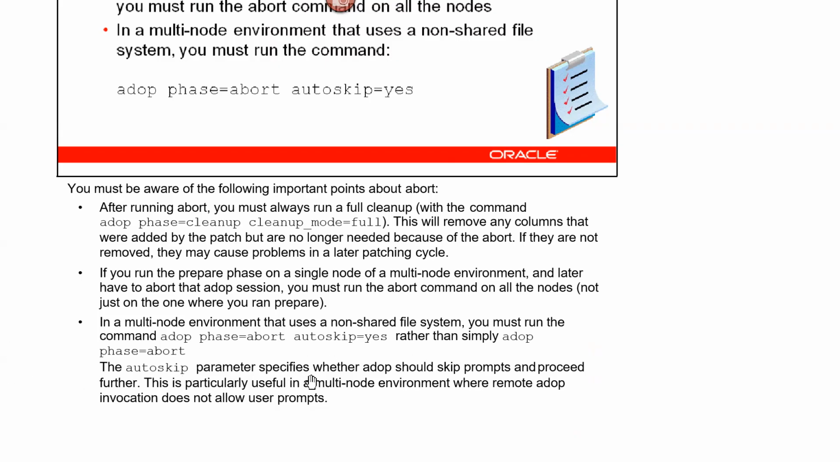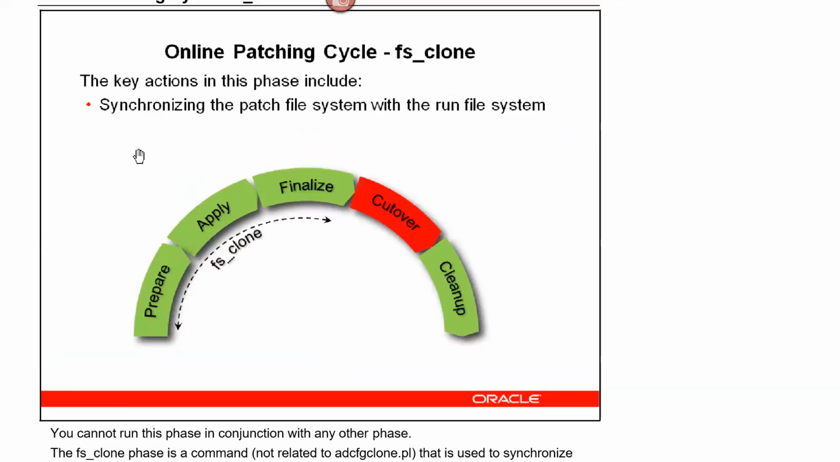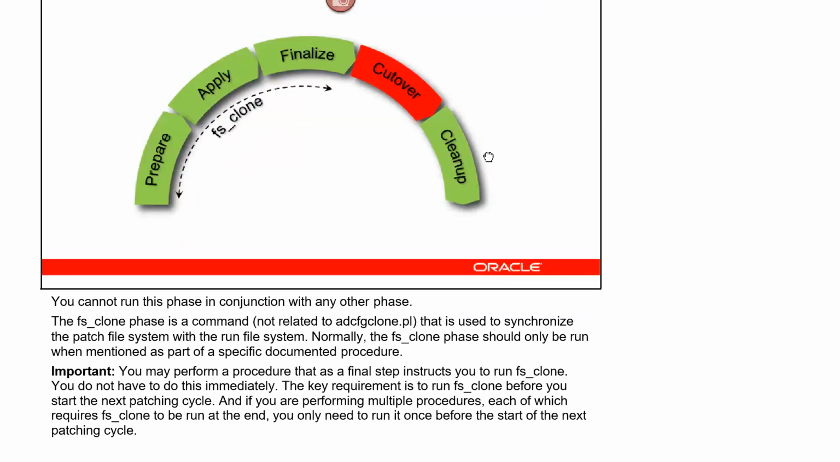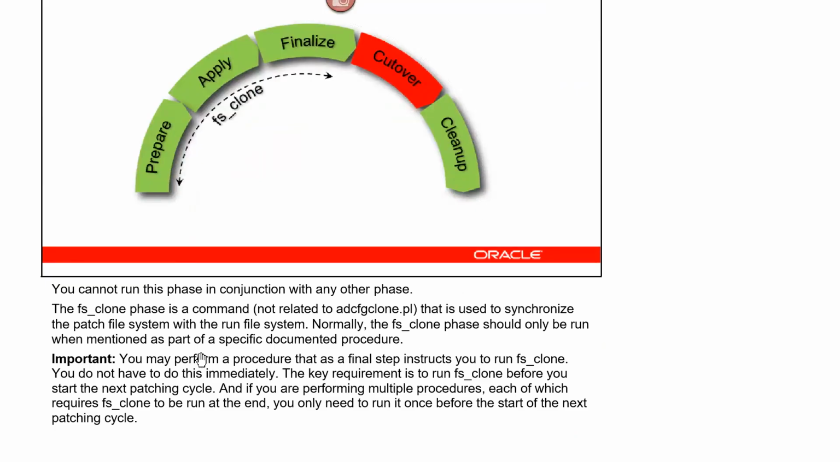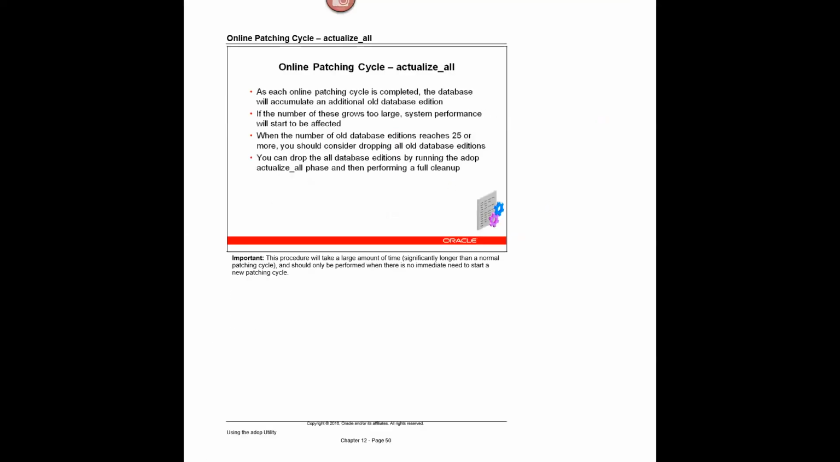Okay, the autoskip parameter specifies whether ADOP should skip prompts and proceed further. That's very simple. It's particularly useful in multi-node when remote ADOP action is not okay. Any prompts you want to skip, you can do. So fs clone, I love this command, fs clone. It synchronizes the patch file system with the run file system. Any custom related changes, so for all of those changes, we normally run this fs clone. This is the first command we normally run.